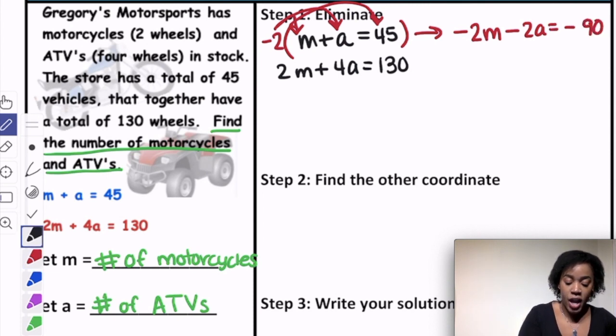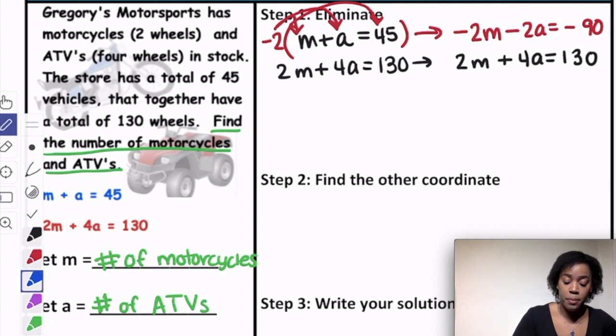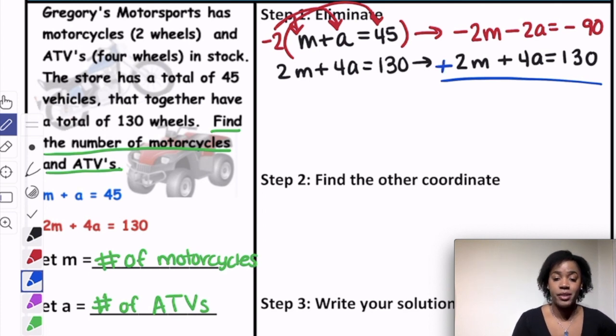And I didn't change anything about the second equation, so I'm just drawing the arrow so that you see that I'm just rewriting exactly what it is to the right of it and under that new equation that we manipulated. So after doing that, we can now combine these equations. The variable that we're eliminating is m because -2m plus 2m is 0. -2a plus 4a is 2a, and that equals 40.